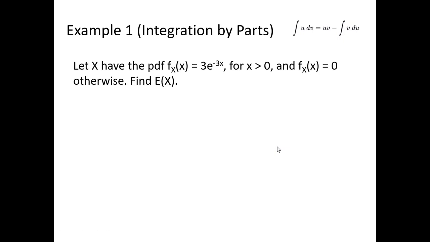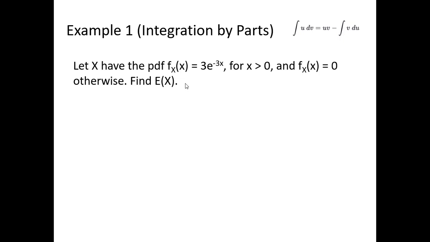So for the first example, let's say we have a PDF that looks like this. You can see, if you remember, this is an example of an exponential random variable PDF. So let's say we have 3e to the minus 3x for x greater than 0 and f is 0 otherwise. Suppose we wanted to find the expectation of x.